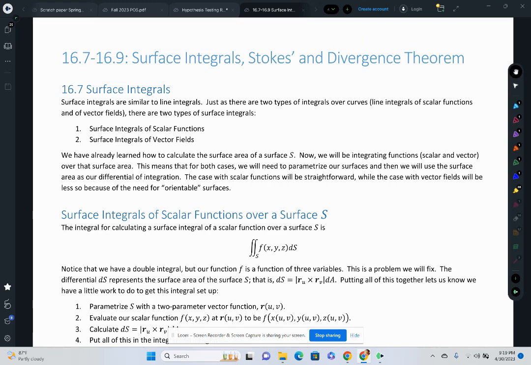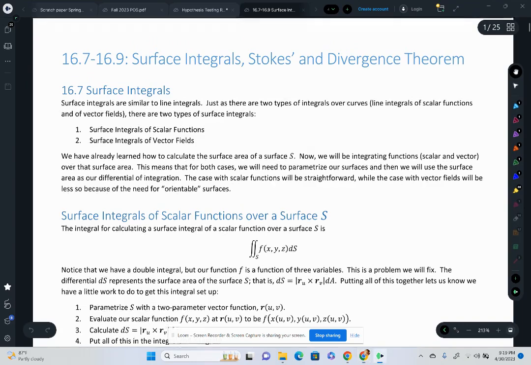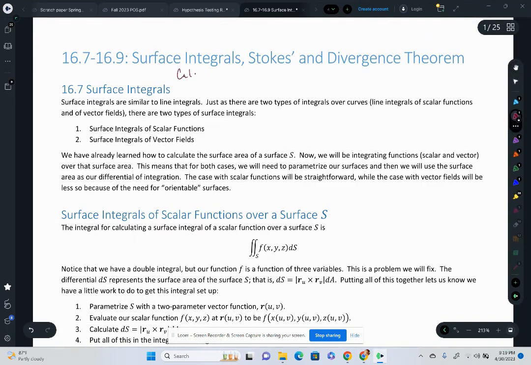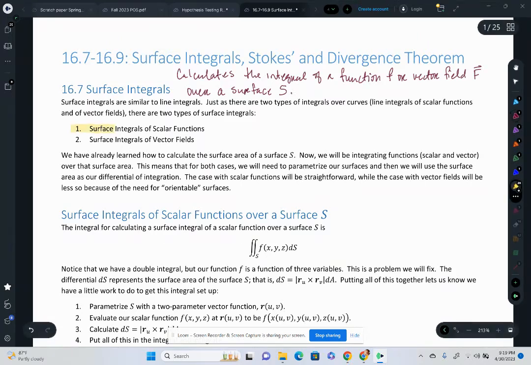So what a surface integral does is it calculates the integral of a function, little f, or vector field, big F, over a surface, big S. We're going to be starting off with surface integrals of scalar functions to begin with, and then we'll have to cover a few topics before we can get to the second part of this, which is where we'll look at surface integrals of vector fields.